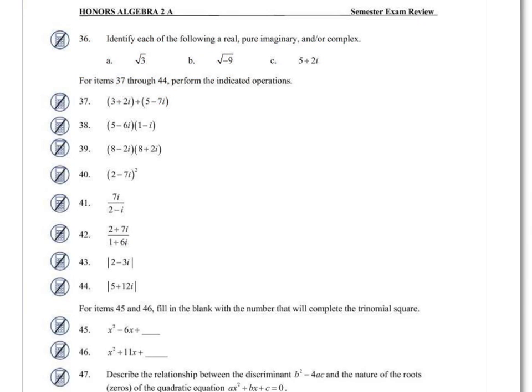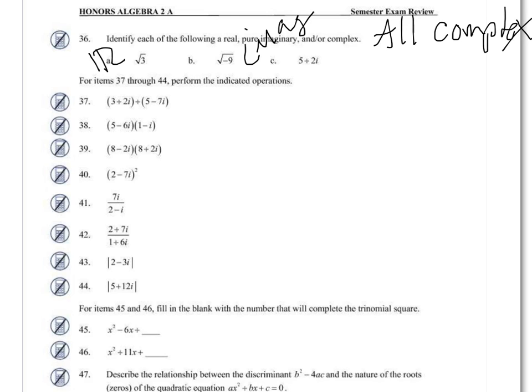Okay, so for real, pure imaginary, and or complex, all three numbers here are complex. Every number is a complex number. The square root of 3 is real. The square root of negative 9 is pure imaginary. And 5 plus 2i is just complex. It's part imaginary and part real.